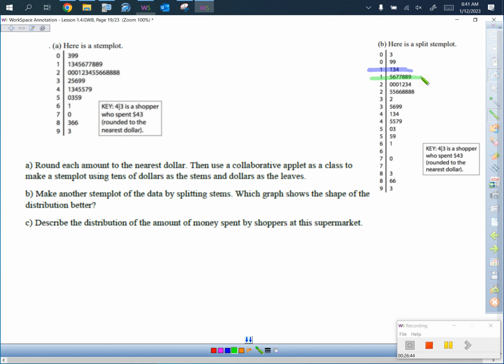Which one do you think gives a better distribution of the data? Let's just talk about the shape of this one versus this one. Or are they equally as readable? Which one do you think is better to see the data on? Split or no split? If you had to read the data, what's your choice? What are you choosing? There's no right answer to that. Which one do you like the best?